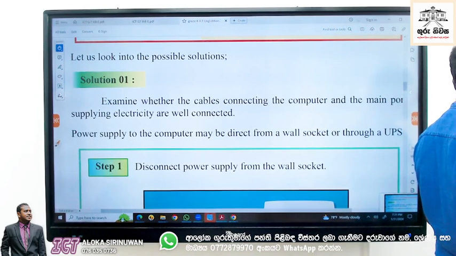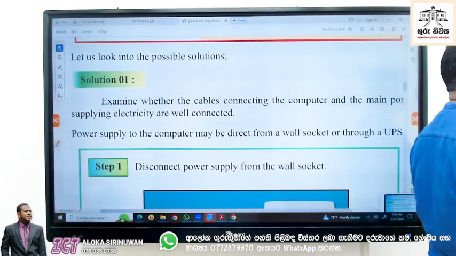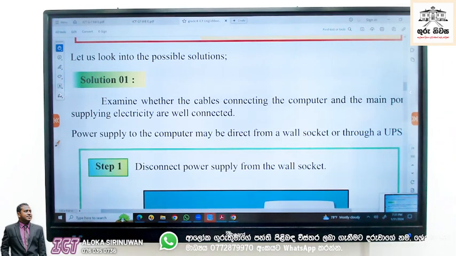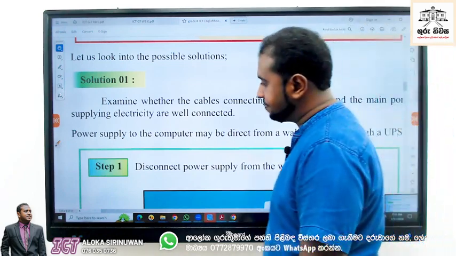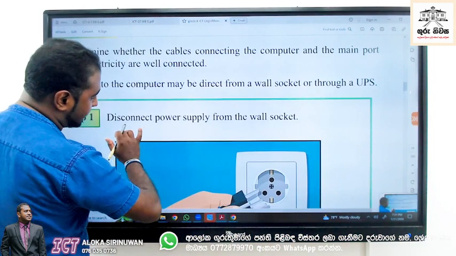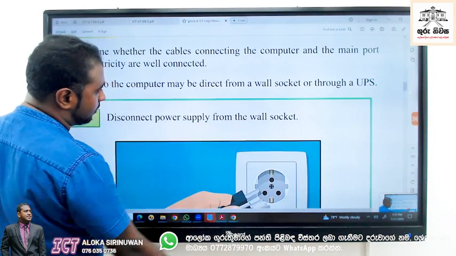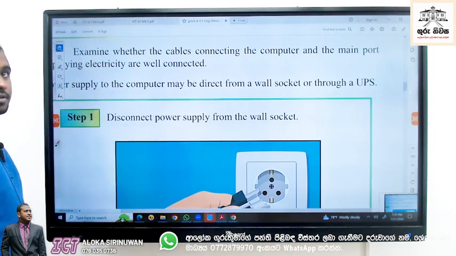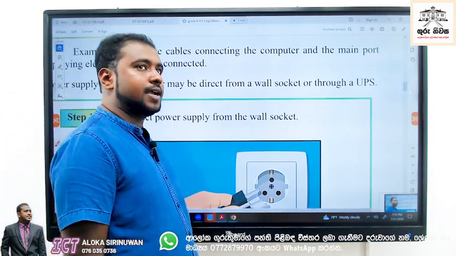Underneath that, step number 1. Solution number 1. Underneath that, step number 1, in black color. Now you can use your blue color. In blue color: disconnect power supply from wall socket.